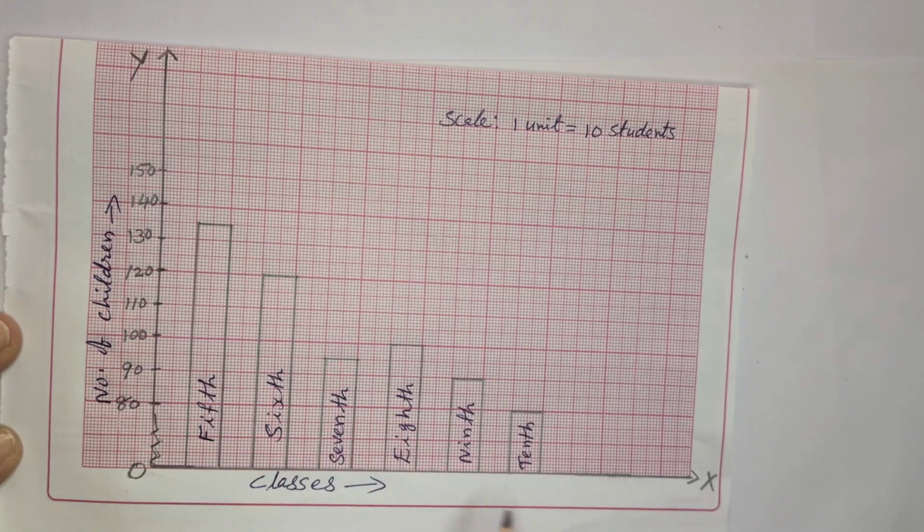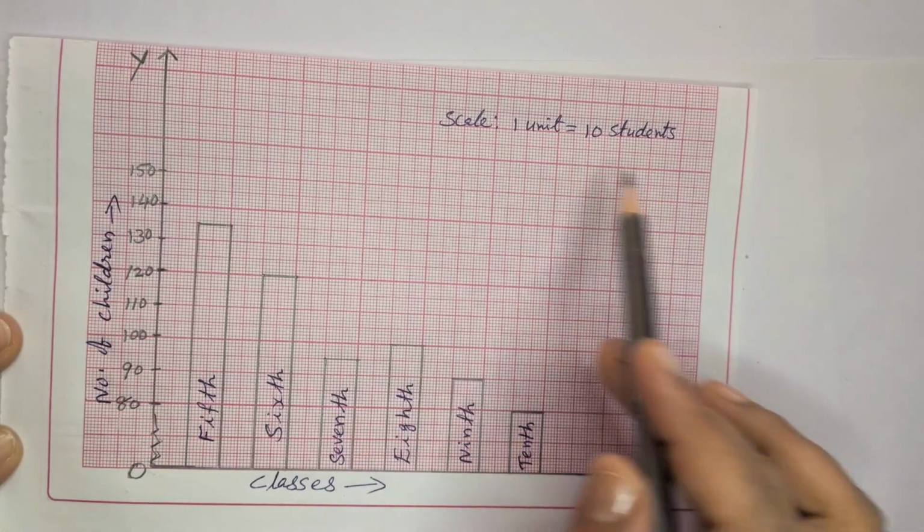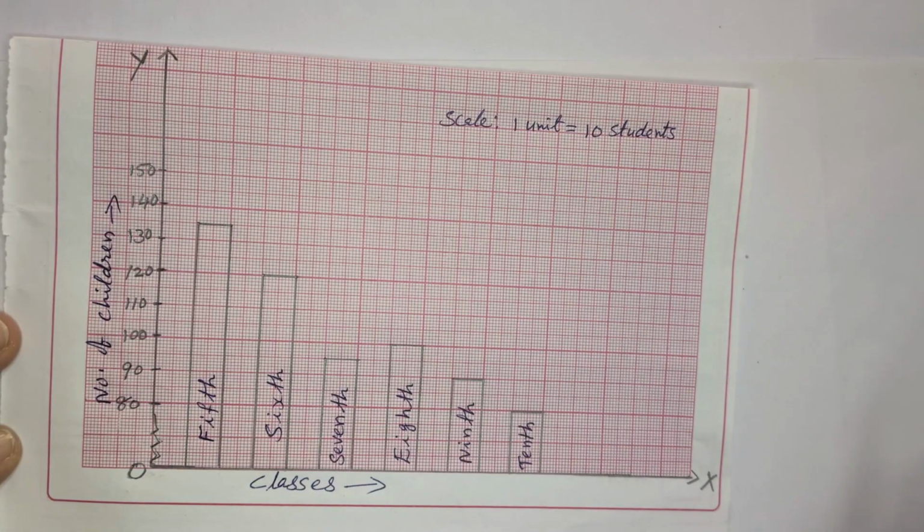According to the question, we represented the given data on the bar graph. This side represents classes, this side the number of children on the y-axis. And scale, 1 unit is equal to 10 students.